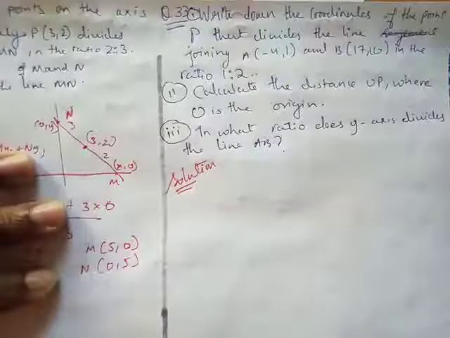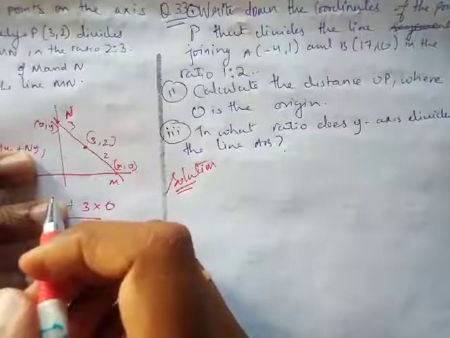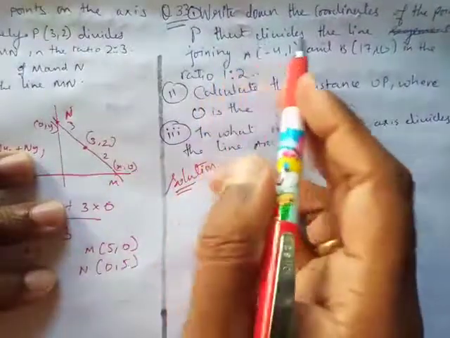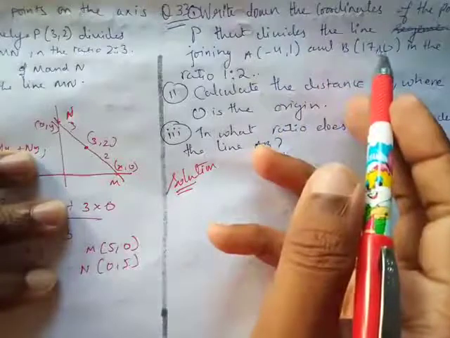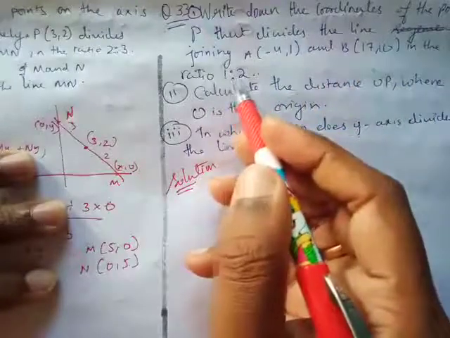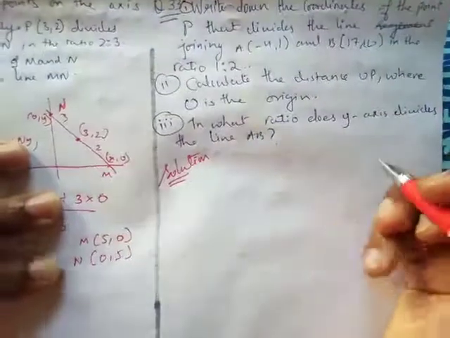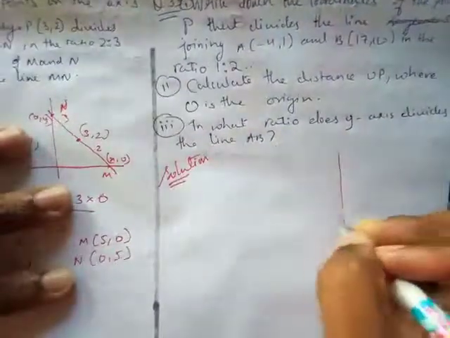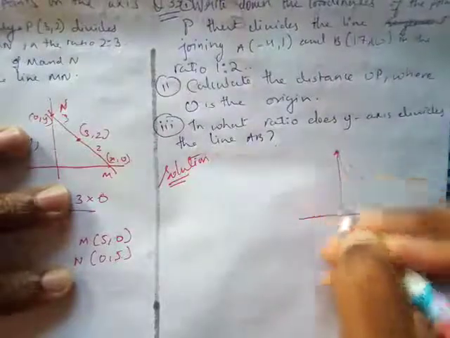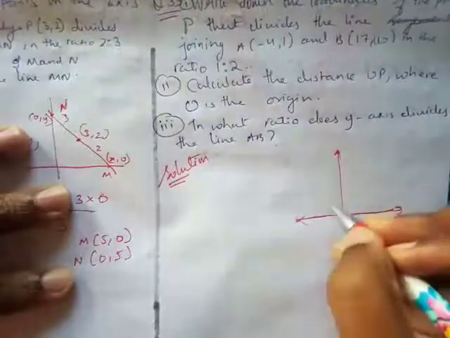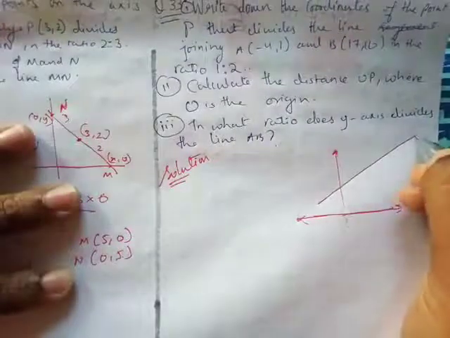Okay, let's start doing question number 33. Question number 33 says write down the coordinates of point P that divides the line joining minus 4 comma 1 and 17 comma 10 in the ratio of 1 is to 2. So what I'm going to do, again I'm going to plot this line on a piece of graph. So when I plot this on the graph, it's going to look something like this.